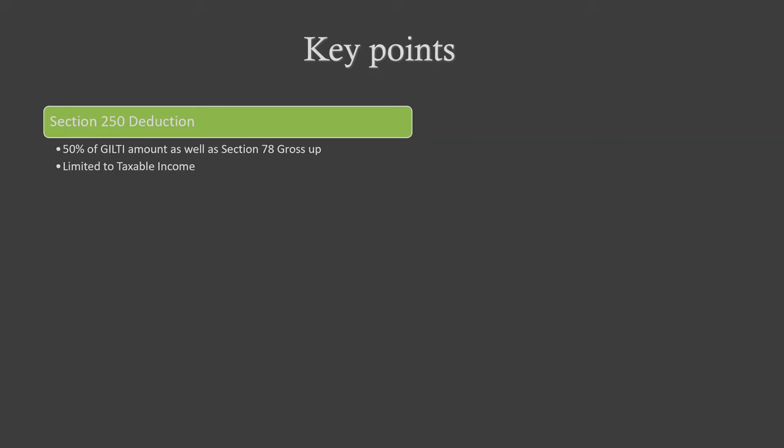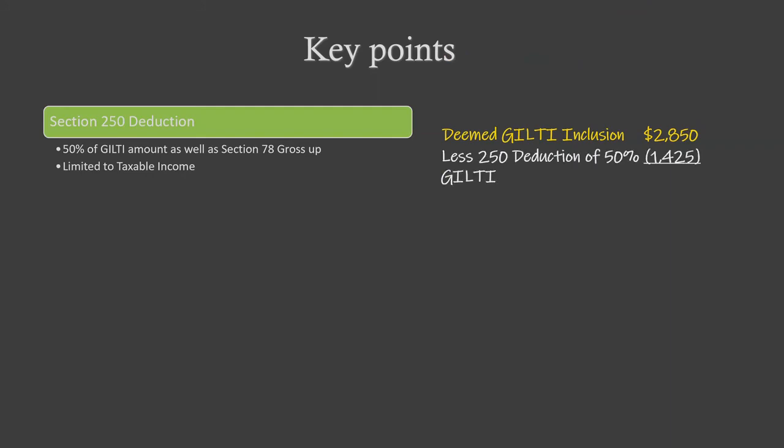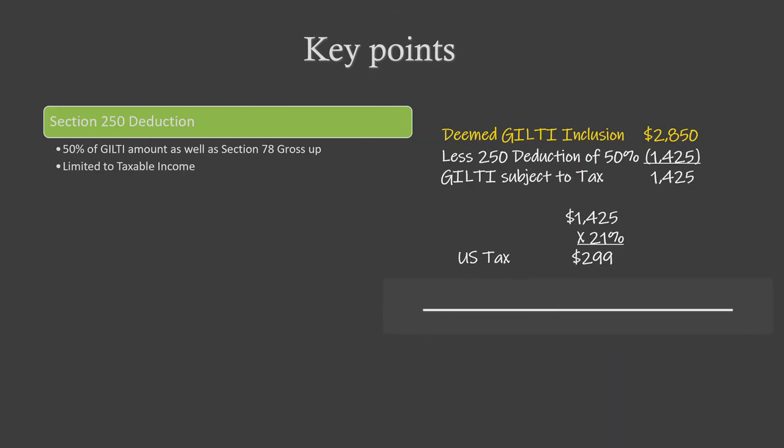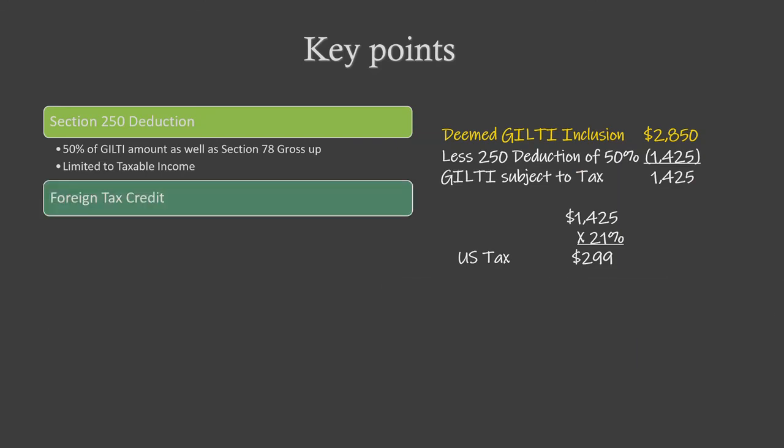So if during the year you end up having a taxable income amount on the U.S. return less than your GILTI amount, you cannot take a deduction in excess of that and drive a larger loss for the year. Looking at our example again, our deemed inclusion was $2,850. We're going to then reduce that by the Section 250 deduction of 50%. So the total amount of GILTI subject to tax on the U.S. return is $1,425. Taking that by the statutory tax rate of 21% during the time of this video in 2021, we have an additional U.S. tax of $299.